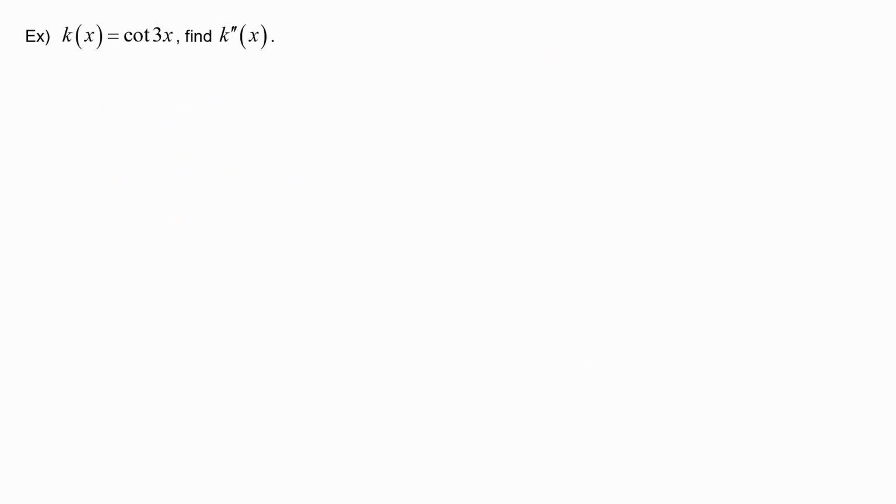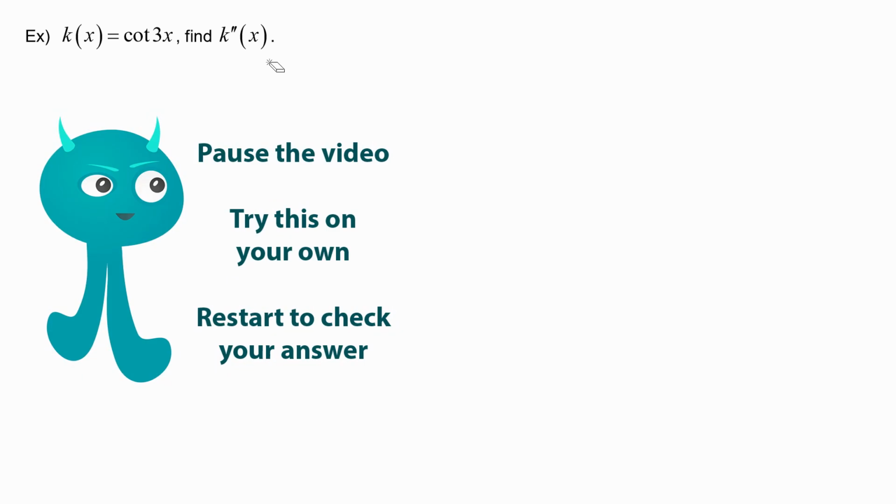In this example, k of x is equal to cotangent 3x. Find k double prime of x. Pause the video, try this one on your own, then restart to check your answers.